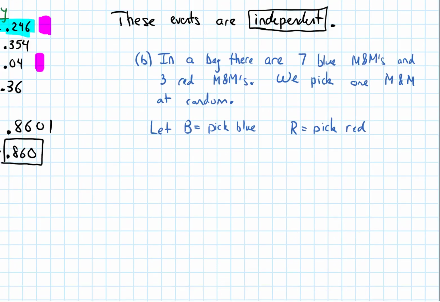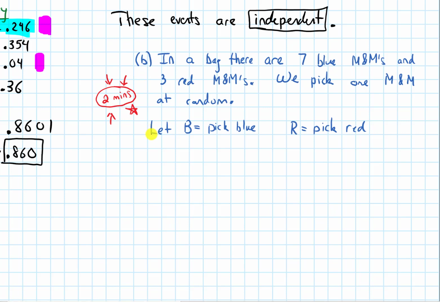All right, part B says, in a bag there are 7 blue M&Ms and 3 red M&Ms. We pick one M&M at random. Let B be the event that we pick a blue M&M, and let R be the event that we pick a red M&M. So we're going to test B and R to see if they are independent or not. Begin by pausing the video, this time for maybe 2 minutes. This one should be a little bit quicker, and test whether these are independent or not. 4, 3, 2, 1. Pause the video and try this one.